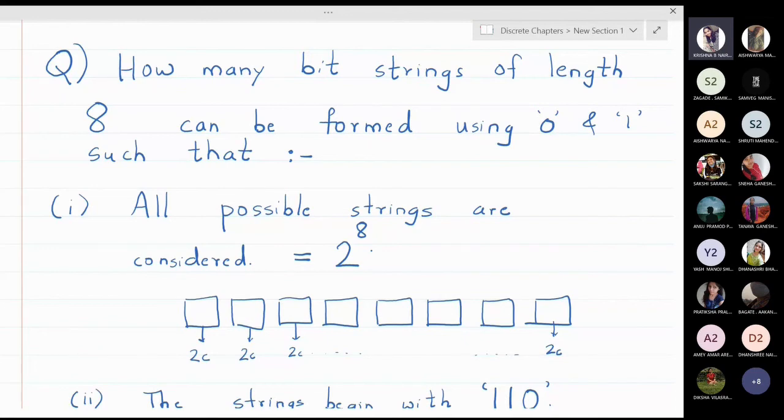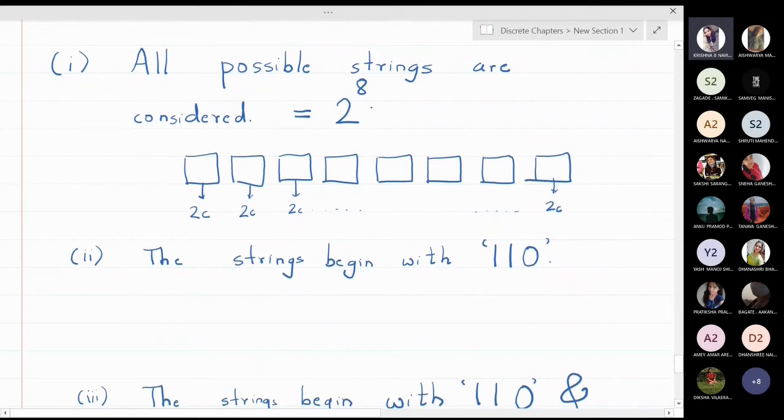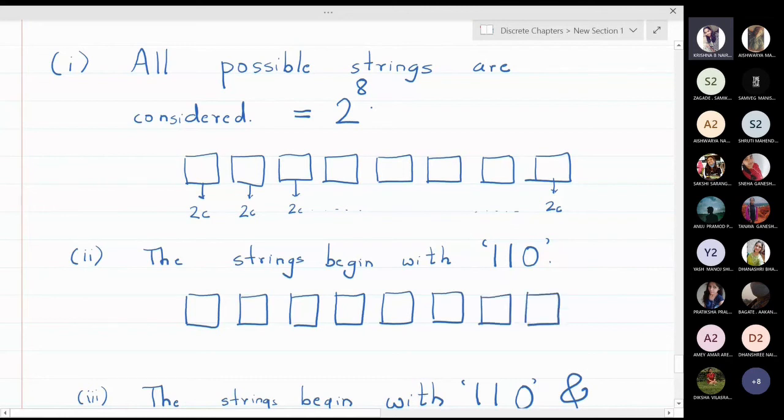Okay, the next part is that I want to find all 8 digit strings which have 1, 1 and 0 at the beginning. So when I write down the string 1, 1 and 0 in the beginning, the remaining 5 bits can be anything. Here I can write either zeros or ones. So the fourth bit has two choices, I can have 0 or 1 and so on. So in each bit I have two choices, and the first 3 bits have only one choice because I must have 1, 1 and 0 at the starting.